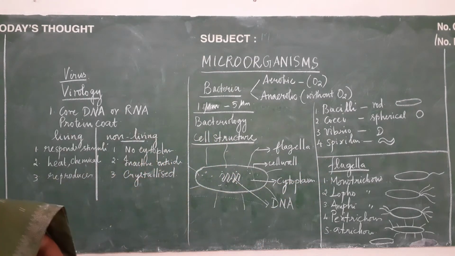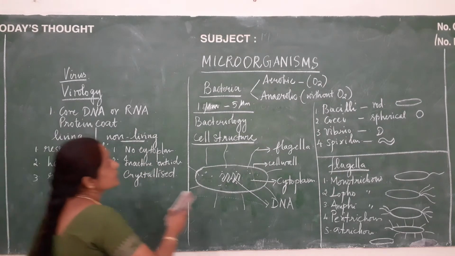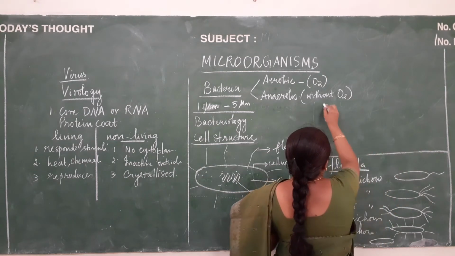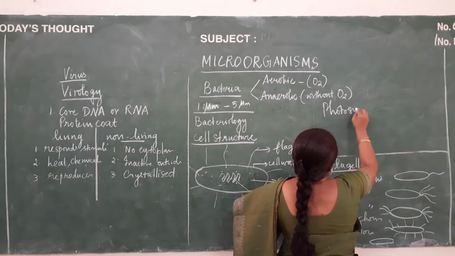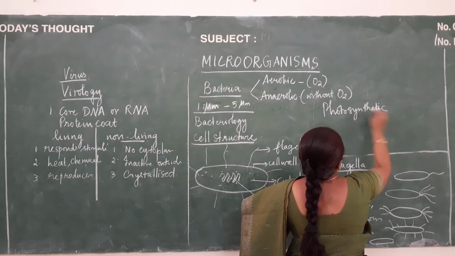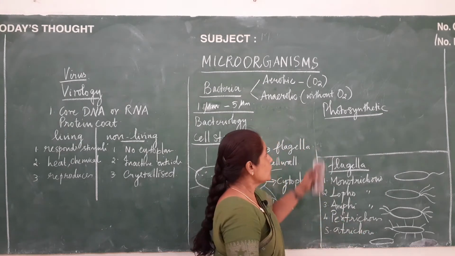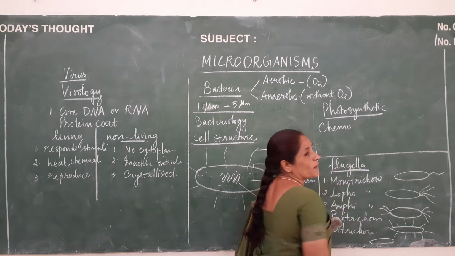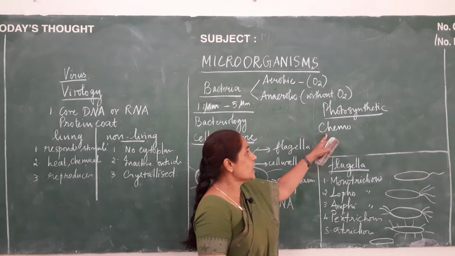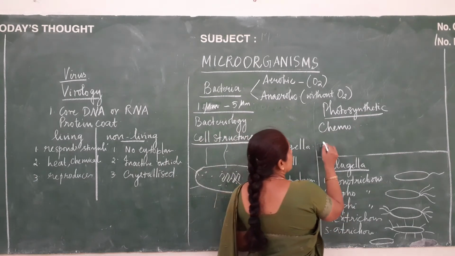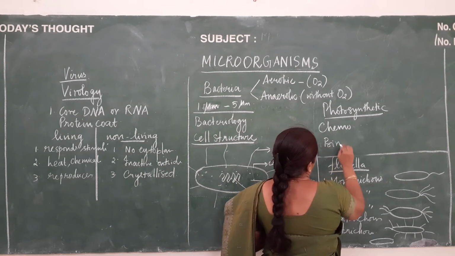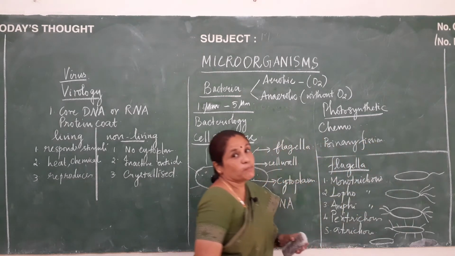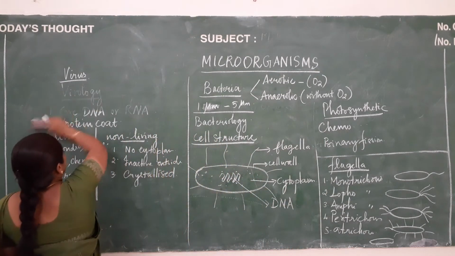Again, we also have two other types of bacteria, that is photosynthetic bacteria and chemosynthetic bacteria. Photosynthetic bacteria can prepare their own food. Chemosynthetic bacteria are those bacteria which can prepare food only with the help of chemicals. And reproduction here is by means of binary fission. That's all about bacteria. Next we will move on to fungi.